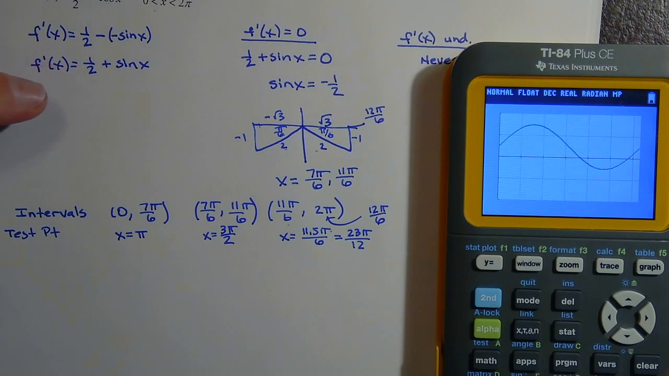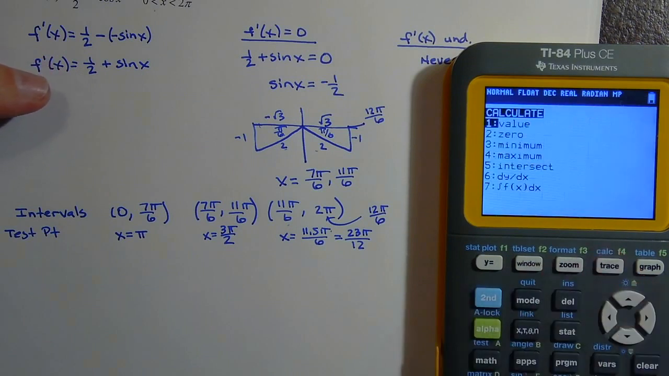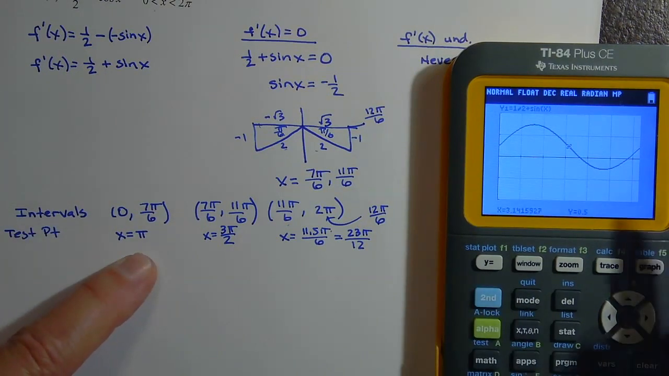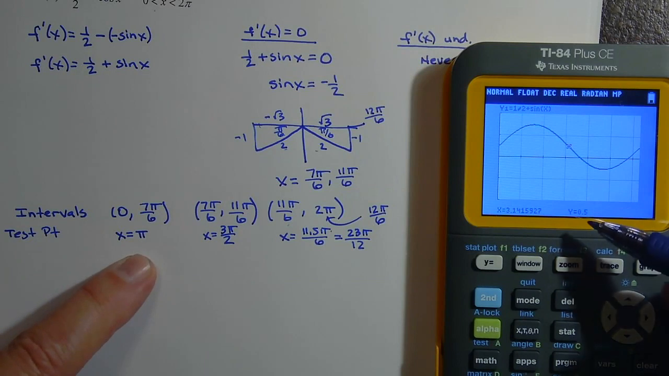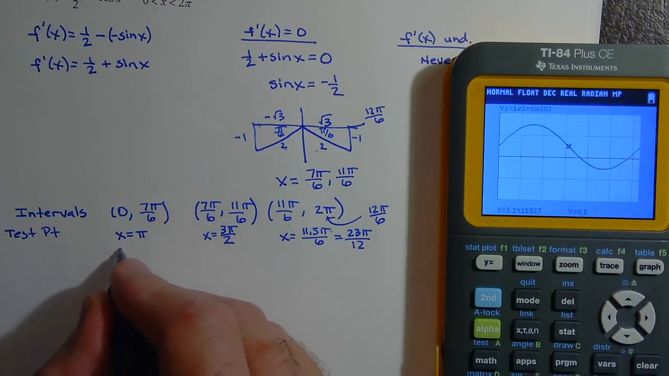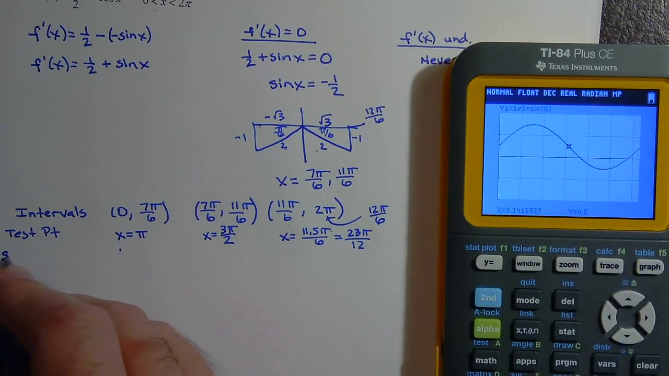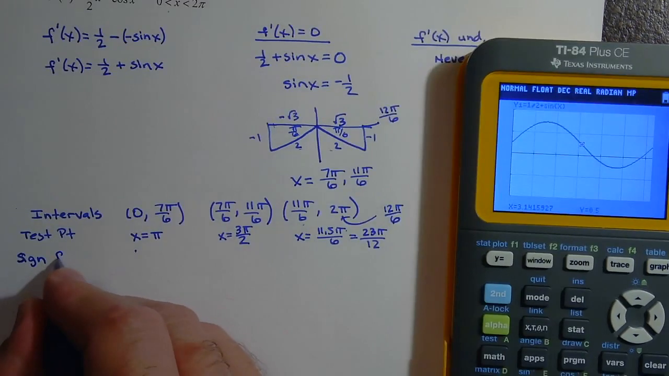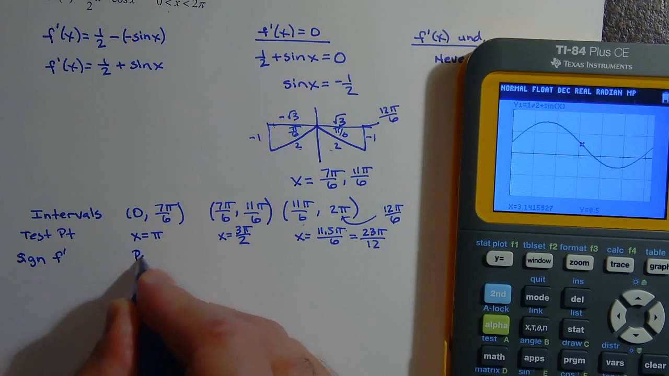All right, and then what I'm going to do is calculate values. So we're going to put in pi. And what do we get? Don't worry about the number value, worry about the sign of it, okay? So that value right there is positive. We're looking at the sign of f prime, and this came out to be positive.